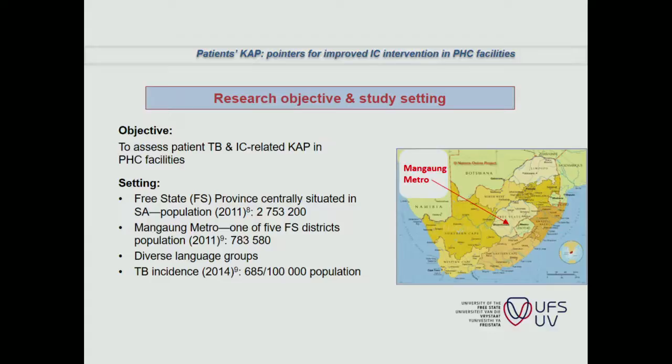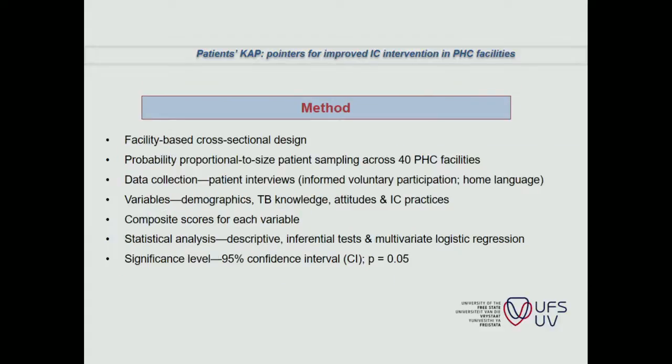It is the Mangaung Metro where we conducted the study, with a population of about 2.7 million for the Free State Province, while the metro itself is home to about 783,000 inhabitants. Diverse languages are spoken in the metro and the province, and the TB incidence for the province was about 685 cases per 100,000 population. We conducted a cross-sectional study across 40 facilities, and we sampled patients in proportion to the number that was registered.